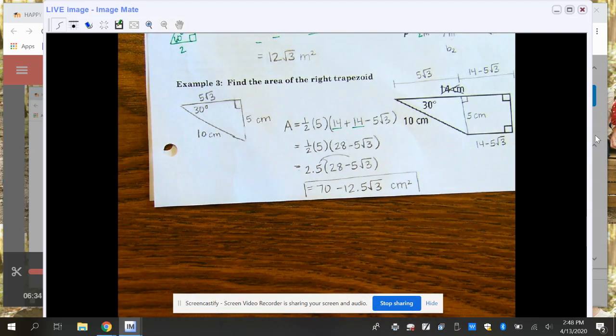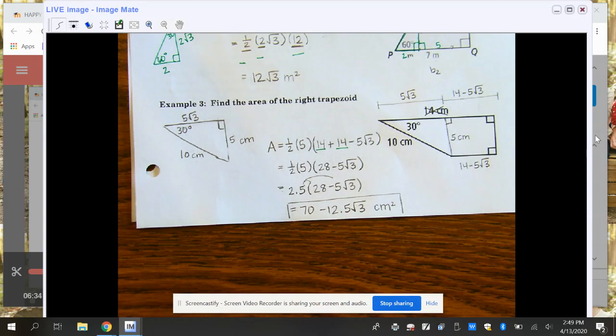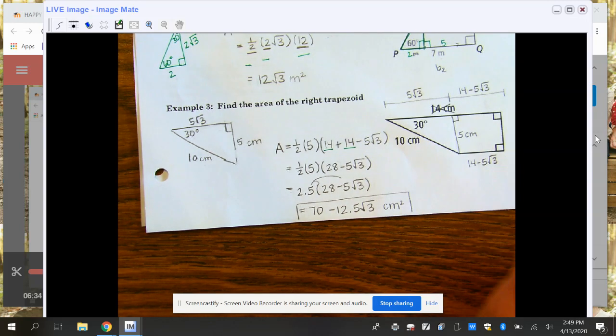This problem is pretty much worst case scenario. This is probably the toughest kind of problem you'd ever have when doing area of a trapezoid, or a kite or a rhombus or anything like that, when you've got the subtraction with the radicals, etc.